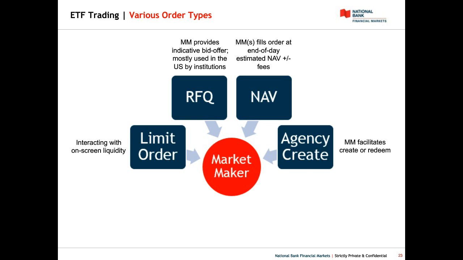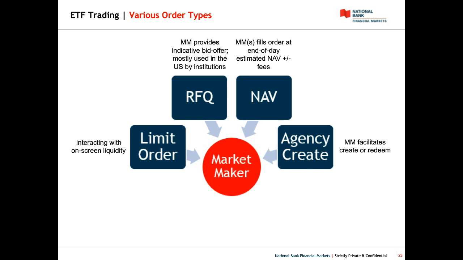Another order type is the RFQ. That stands for request for quote. It's mostly used in the US by institutions that want to reach multiple liquidity providers at the same time, by asking them to quote on a specific order. Another type of order is the NAV order, or the net asset value order. The client wants to get filled at the net asset value. The market makers will usually charge a fee for these kinds of orders to cover any exchange fees or other fees that they might have.